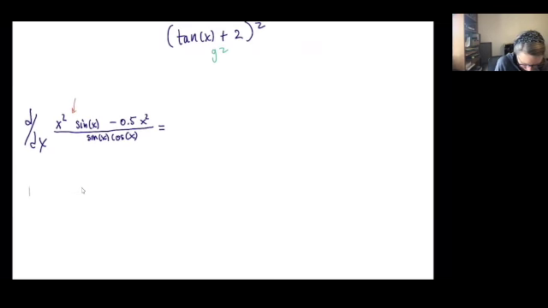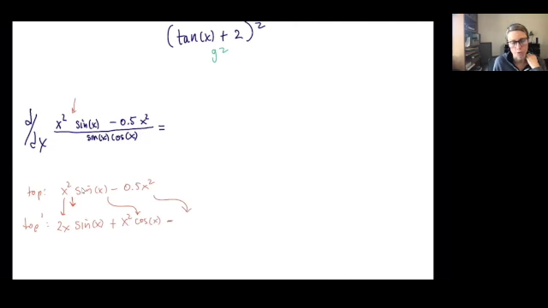So maybe I'll come down here and I'll say the top is x squared sine x minus 0.5x squared. So then when I take the derivative of just the top, I get to worry about the product rule here. And so the derivative of x squared is 2x, copy down the sine, plus copy down the x squared, and then the derivative of sine is cosine. And then I have to worry about the derivative of this last bit here, which is 0.5 times 2x. So that would just be x. So what questions do you have on the derivative of the top?